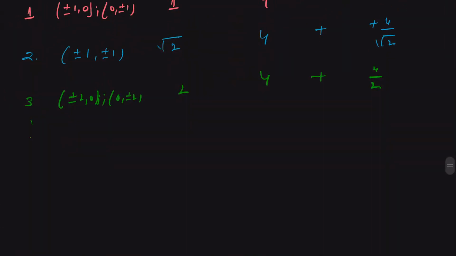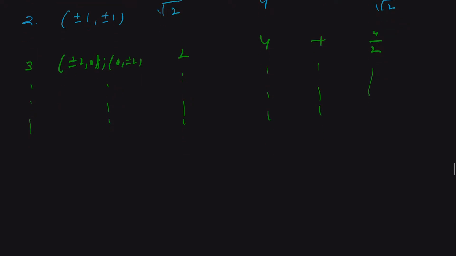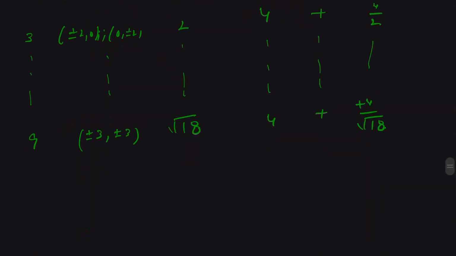And likewise, we can formulate the table, and finally we are going to get this as our 9, and this will be our plus minus 3 and plus minus 3. And this will be square root of 18, this will be 4, sign will be our positive, and this will be becoming plus 4 divided by square root of 18. Now we can just add all these values, contributions.